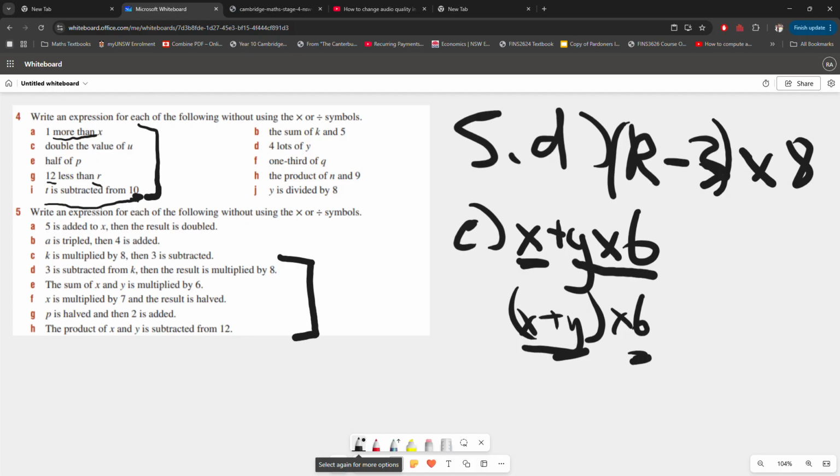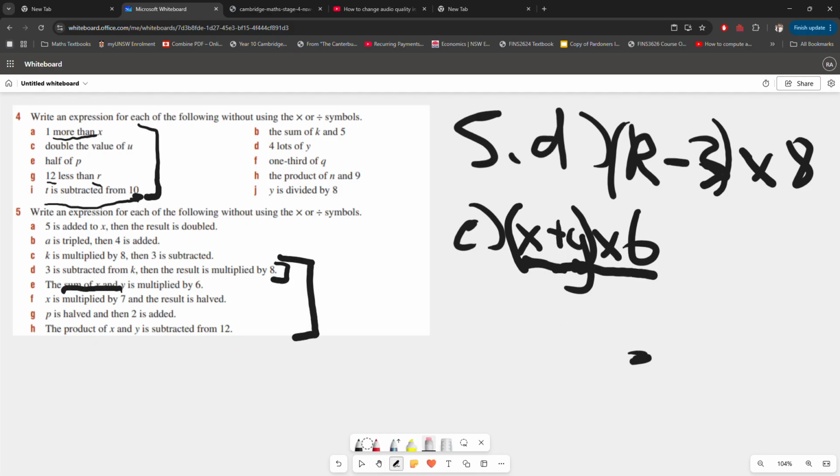So for this question, it's the sum of x and y is multiplied. So in this case, you want this to be added because that's what it says in the question, right? It says the sum of x and y, and then you want that result to be multiplied. So we can kind of determine, it's kind of similar to question D here, in that they want the result. Even though it doesn't say they want the result of x and y, you can just think that they want the result because, of course, that total is going to be multiplied by 6.